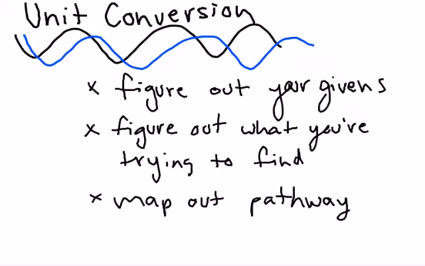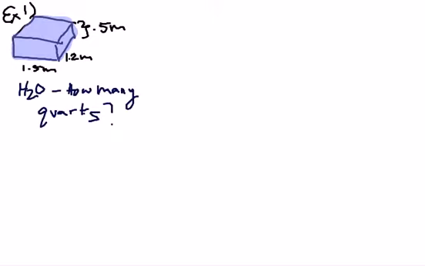So we're going to talk about unit conversion. When you're converting units, these are the three main steps you need. 1, figure out your givens, what they give you. 2, figure out what you're trying to find. And 3, map out a pathway. This is best shown through examples, so that is what we're going to do.